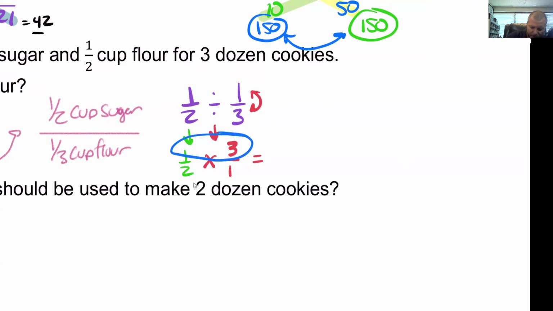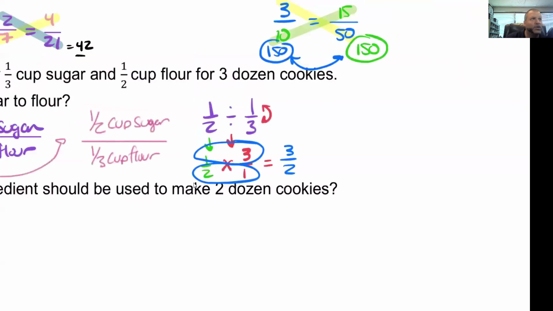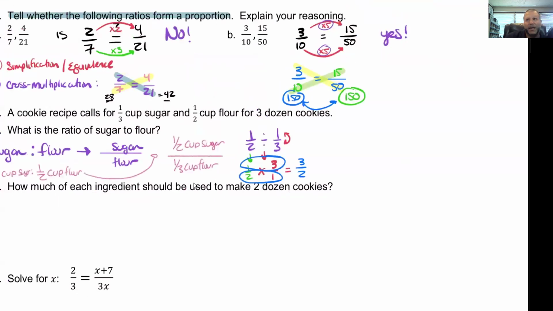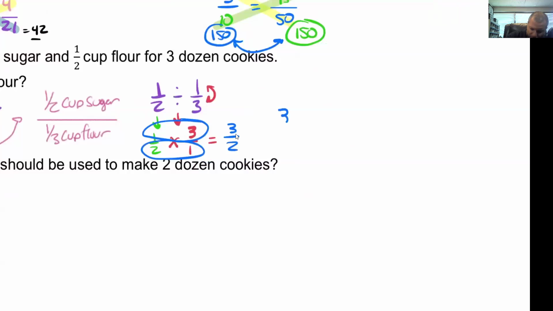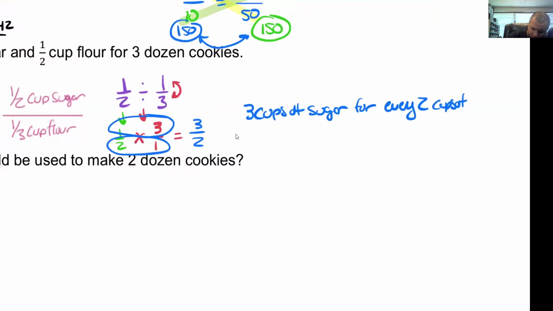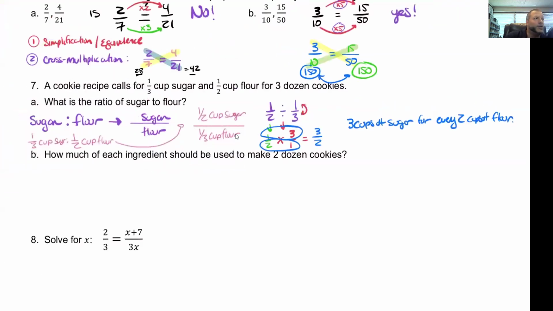So keep, change, flip. Now, once we're multiplying fractions, all we need to do is multiply the numerators together. 1 times 3 gives me 3. 2 times 1 gives me 2. So this would be the ratio of sugar to flour. We're saying that we're taking 3 cups of sugar for every 2 cups of flour. And so that's one way to attack this question.